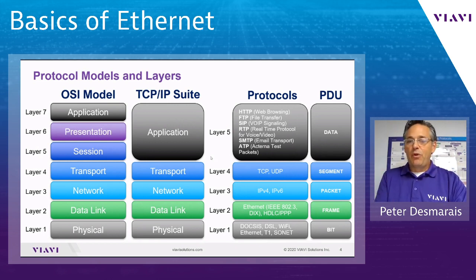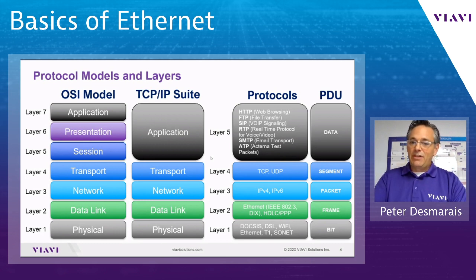So we have different protocols at the different layers. In addition to that, each protocol has what's called a PDU. The PDU is a protocol data unit. It's a specific block of information that's transferred over the network. So in this case, at layer 5, the application layer, the PDU is data.